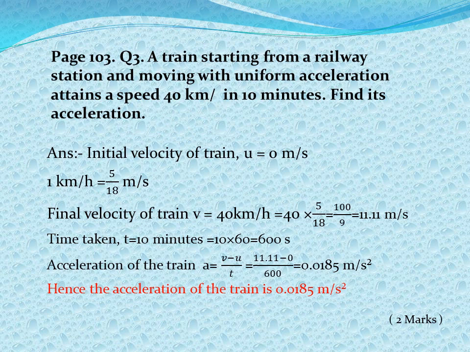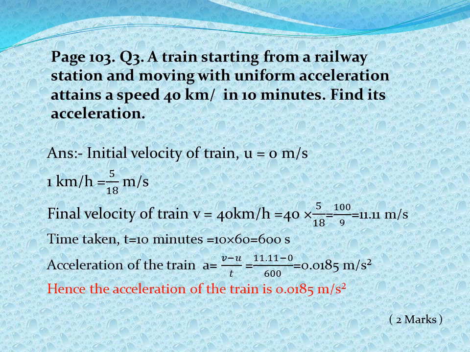Page number 103, question number 3. A train starting from a railway station and moving with uniform acceleration attains a speed of 40 km per hour in 10 minutes. Find its acceleration. Answer.